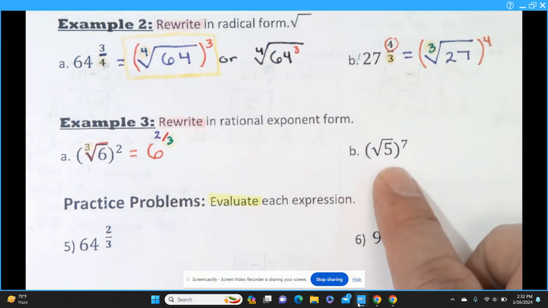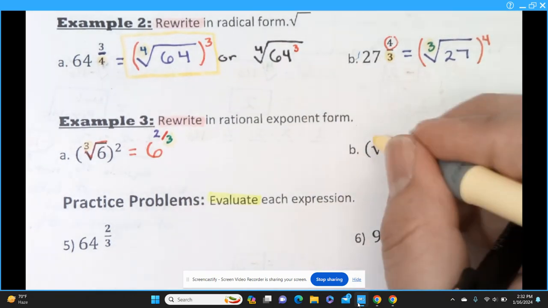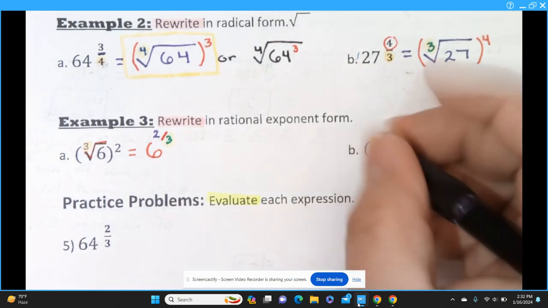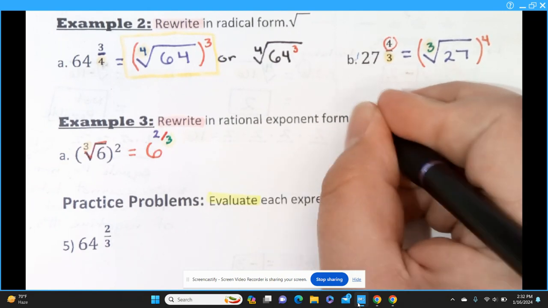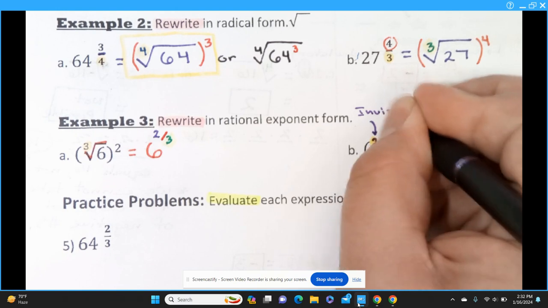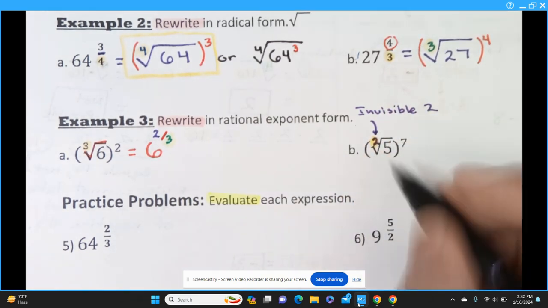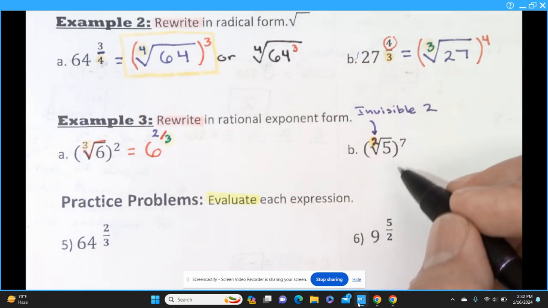Now, don't forget, I know you're going to look in here and say, oh, they didn't write anything. The answer is 1. No, it isn't. Remember, in the world of radicals, in here, there's an invisible 2. It is so common in math that we just don't even write it. But it's there. Remember, they're called square roots.